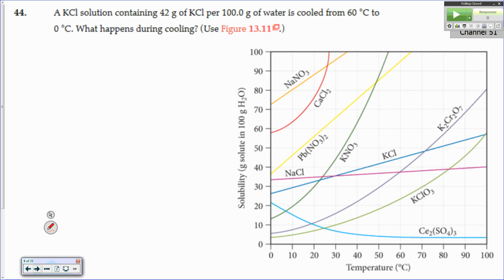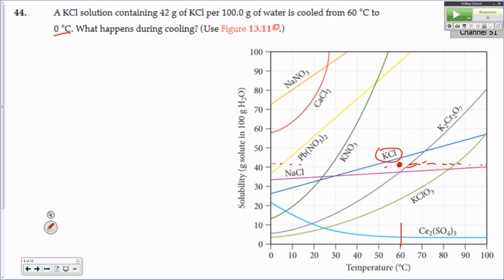All right, so another one kind of like this. Number 44 says you've got a solution of KCl. So now KCl is going to be this blue line. And it says there's 42 grams per 100 mL of water. It's initially at 60 degrees, and it's cooled from 60 degrees to 0 degrees, and it wants to know what happens during the cooling process. All right, so we just figure out where we are. So we're at 42. So 42 would be right across here. And then at 60, it would be about right here is where we are initially.